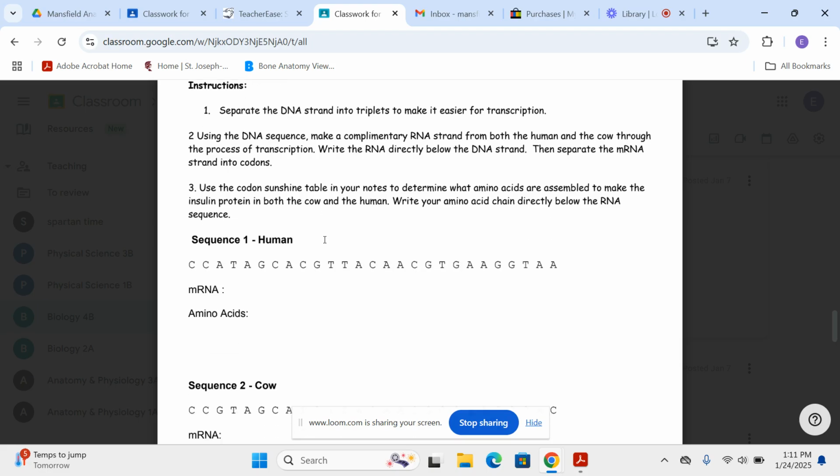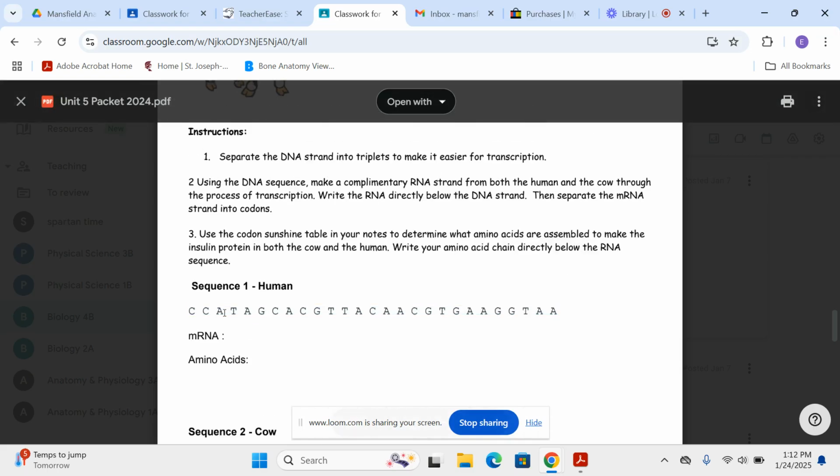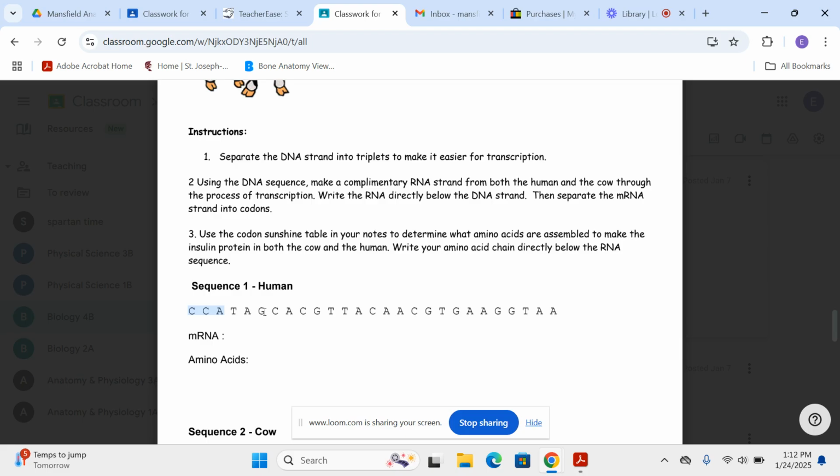What you're going to do is take this DNA strand and first break it up into the triplets, right? So here's a triplet, here's a triplet, right? All of these are triplets. So what I want you to do is draw a vertical line in between these. Okay, and this is on my key, so if you'd like a reference, the sub should have that for you.